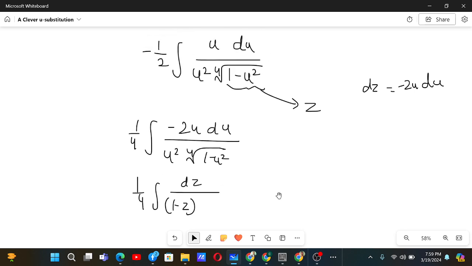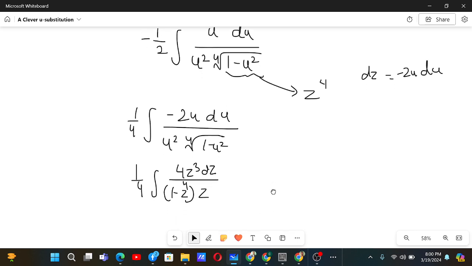To simplify this expression over here, let us make a new substitution. Not exactly z, but let's say g to the power 4. That will simplify this root. So with this, here we don't really have dg now, but instead we have 4g cube dg, and here 1 minus g to the power 4, and over here that's just g.